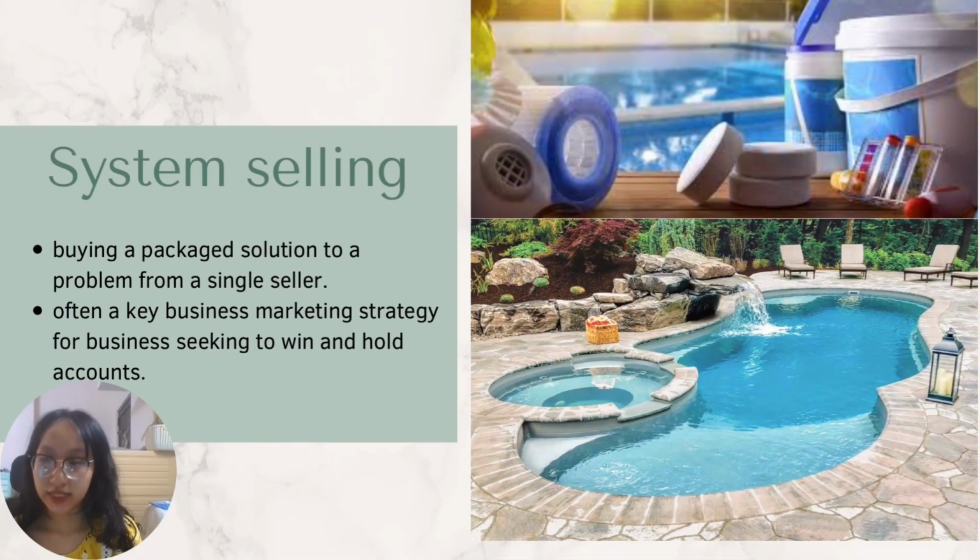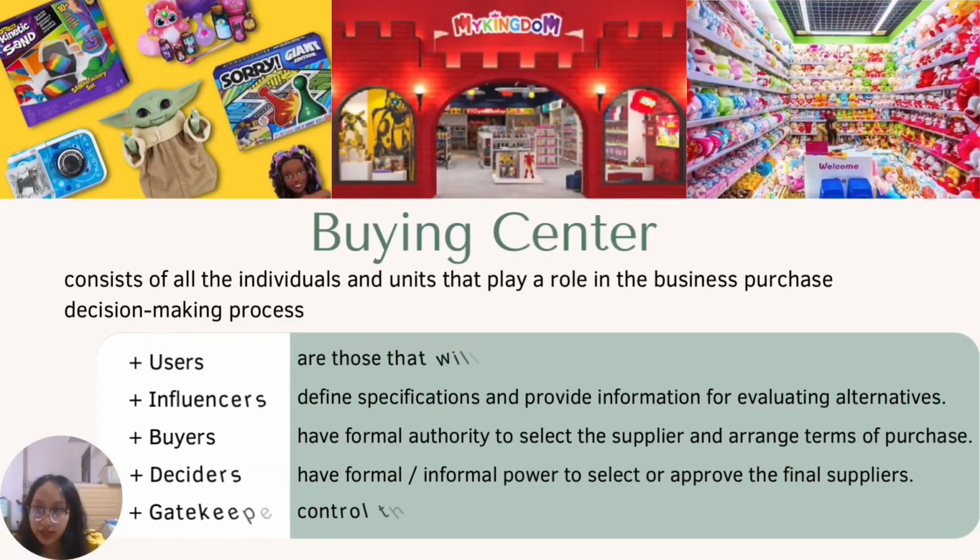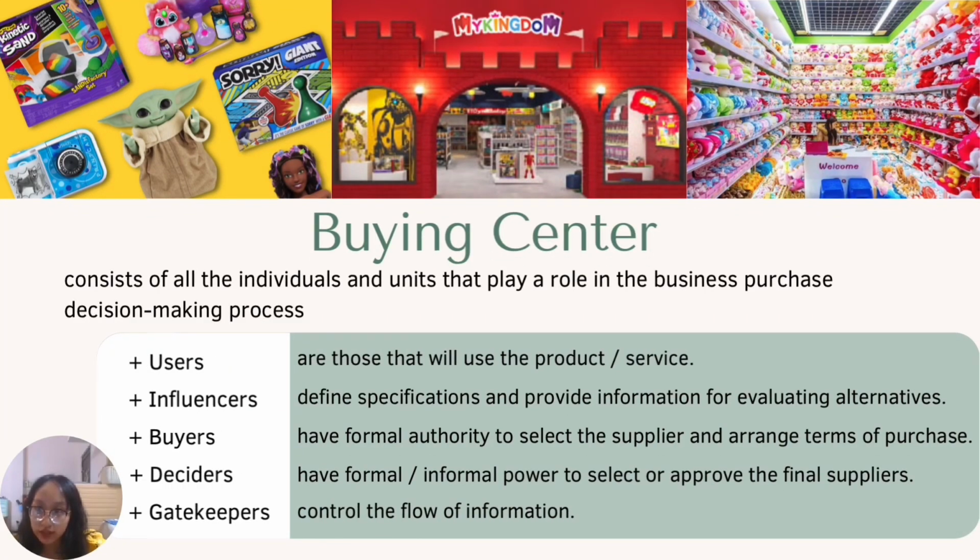An example of systems selling: a swimming pool company also offers landscaping, filtration equipment, and pool chemicals. For the buying center, for example, if a kid wants to buy new toys, many people are involved in the decision-making process. The child who displays new toys and persuades his or her parents to buy them is both user and influencer. The mother who approves the need for purchase is the decider. The buyer is the parent who goes to the toy store to buy toys, and the gatekeeper is the store, which decides which brand's items to keep and offer to buyers.